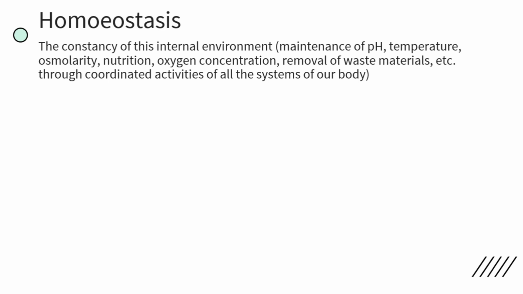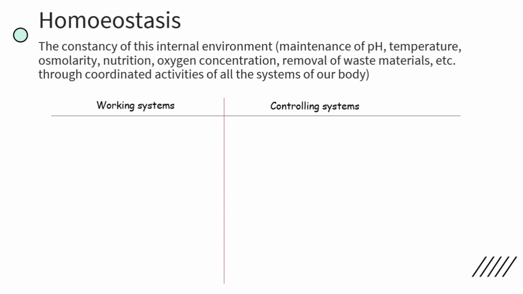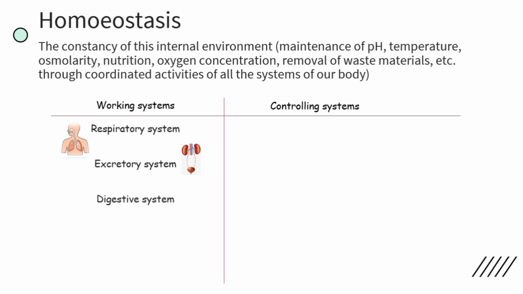How is this maintained? Through coordinated activities of all the systems of our body. Some of the systems are here to work and others are to control. For example, the respiratory system supplies oxygen to the body and removes carbon dioxide. The excretory system is responsible for removing waste materials from our body. The digestive system helps in absorbing the nutrients and aids in digestion. The circulatory system looks after the blood circulation throughout our body. So all these are working systems and they are working for homeostasis.